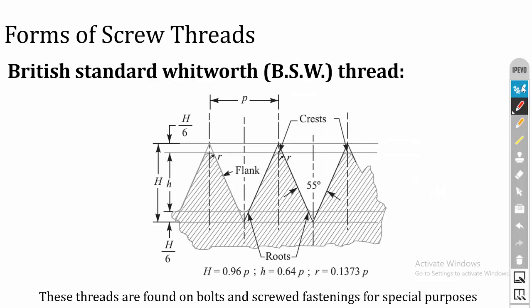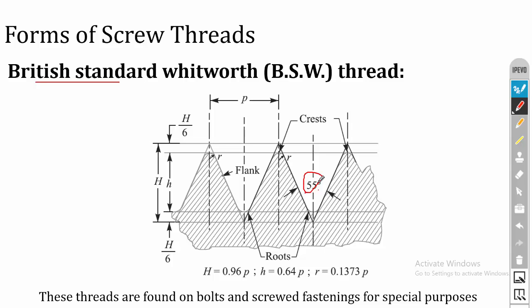So there are different standards of screwed threads. The first one is British Standard Whitworth thread, BSW thread. In British Standard Whitworth thread, we have a V profile, and the angle of thread, that is the angle between two flanks, is 55 degree. This is the main point about BSW thread.